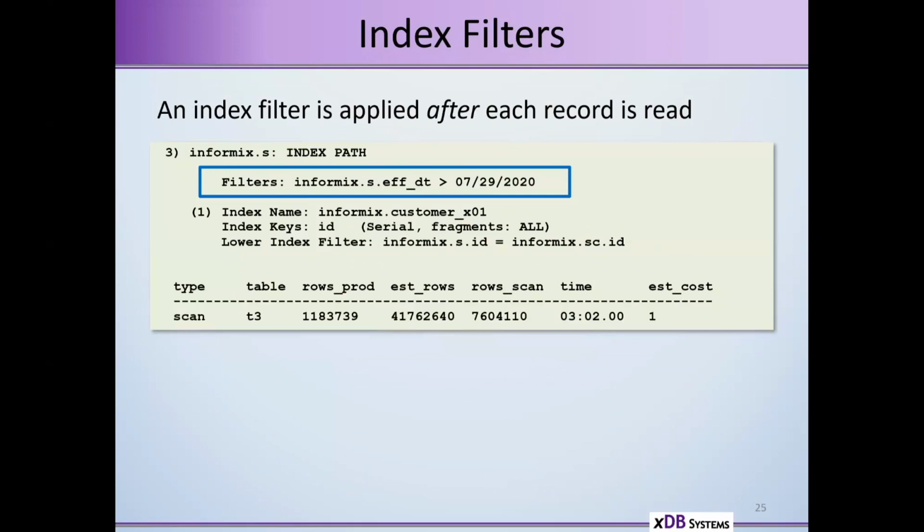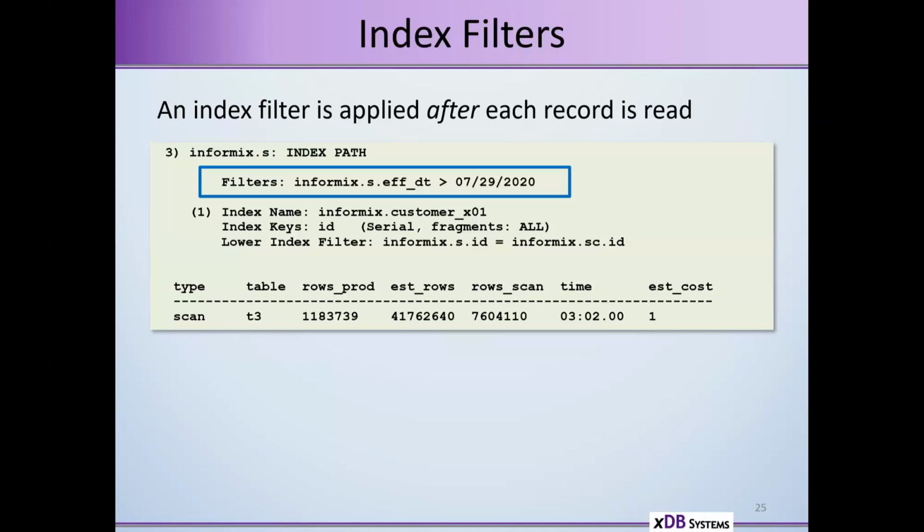Now, in this case, we've got a filter. This is different from the lower index filter that we'll see. The lower index filter is used to get way through the index to find the rows that match that particular filter. This filter is applied after the row is retrieved. So the index was used to get the row, and then this filter is evaluated. So we retrieve the row and ask, is the effective date greater than the date here? If it is, then it will pass on to the next part in the query. If it's not, guess what? It gets thrown away, gets discarded.